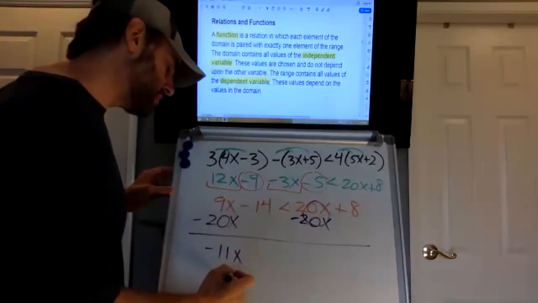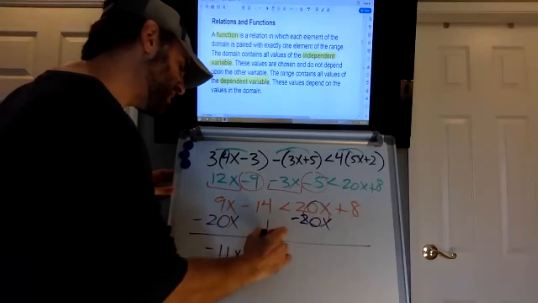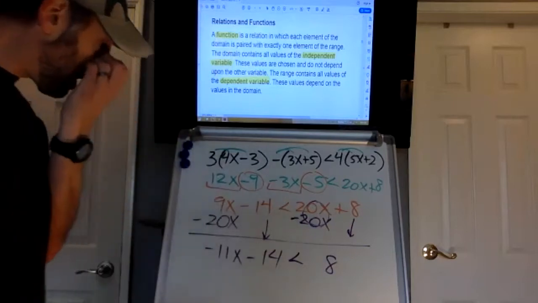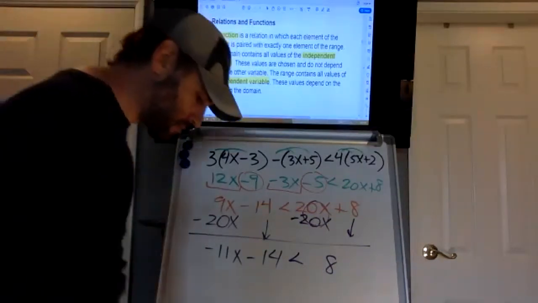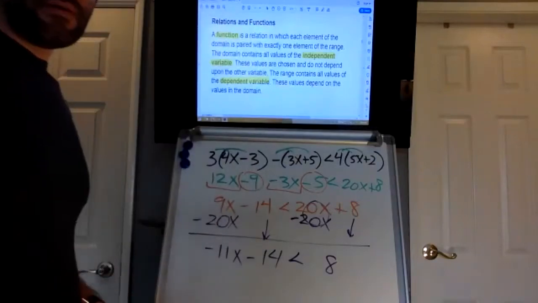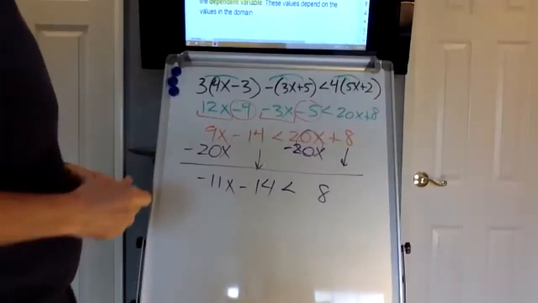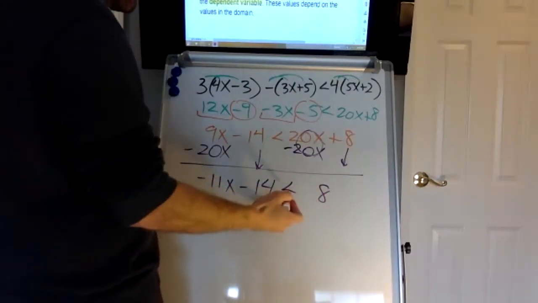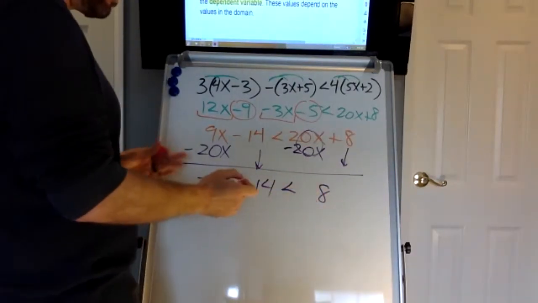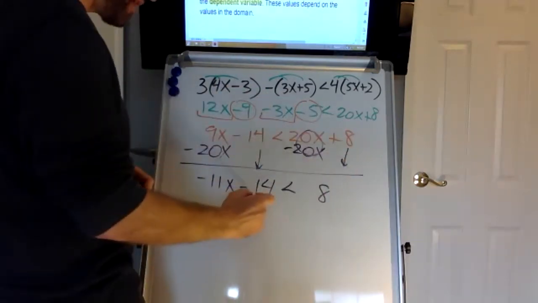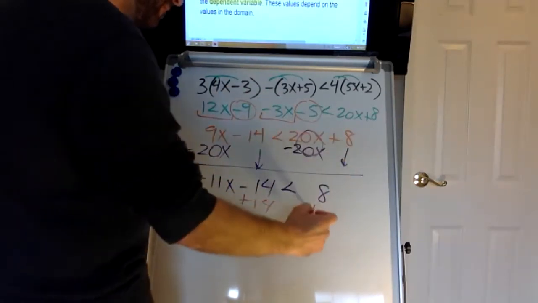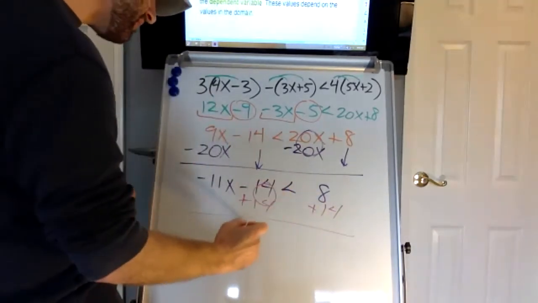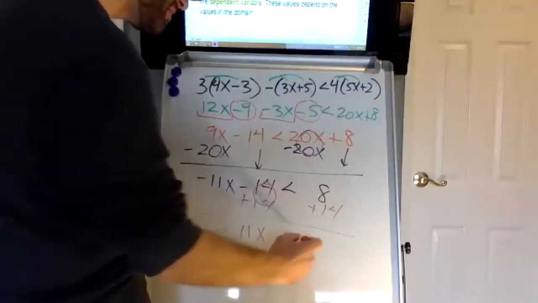Negative 11x minus 14, that just comes down, less than, that just comes down, 8. Okay, now we have x on one side and no x on the other side. That's great. Now we can get all the rest of the numbers away. So let's add the 14. Negative 11x less than 22.